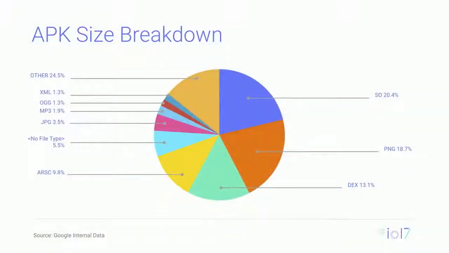So when looking at how we could reduce app size, we started by looking at what takes up the most space inside an APK. So we analyzed all the apps in the Play Store and looked at the proportion of space taken up by each file type inside the average APK. And the chart on this slide shows you the results of this analysis. What you can see is that the top contributors to APK size are .so files, or native libraries, and PNG files, images. And together these take up roughly 40% of an APK's size on average.